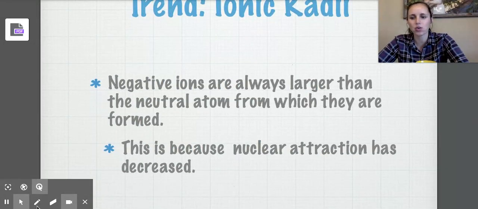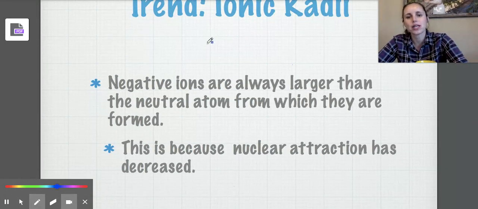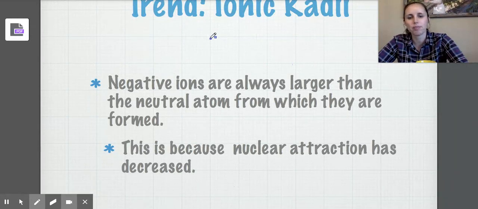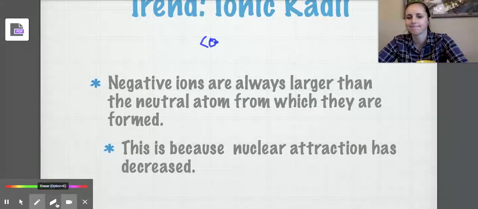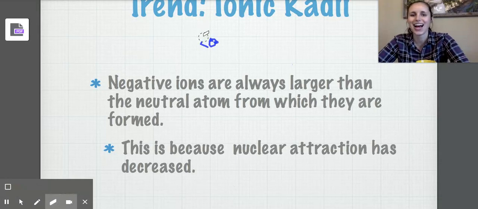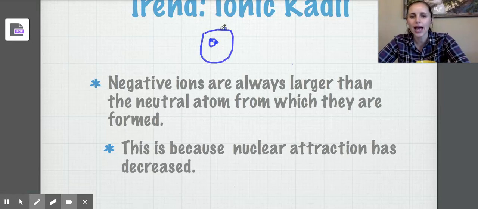Negative ions are going to be the opposite. So let's take a look at, let's say, fluorine. For fluorine, I'm actually going to gain an electron. So I've got a full first shell, and I'm going to draw myself a second shell. And remember that fluorine is now going to gain an electron.